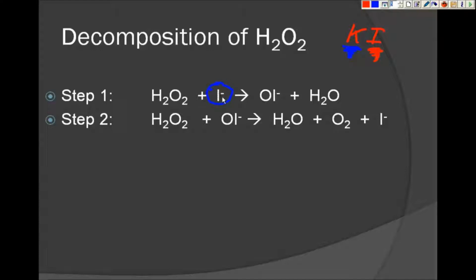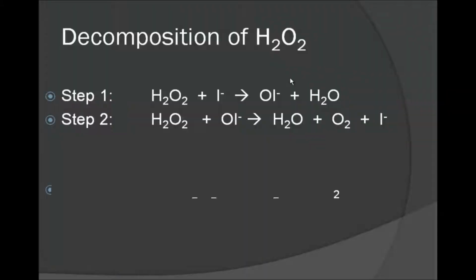So what we see here is that iodide is going to be acting as a catalyst, and so it starts off in a reaction, and it is one of the products in a reaction, and therefore it's a catalyst. Now we do have a reaction intermediate here, which is this hypoiodide ion, this OI minus. It is produced and then used up later on, so that's why it is a reaction intermediate.